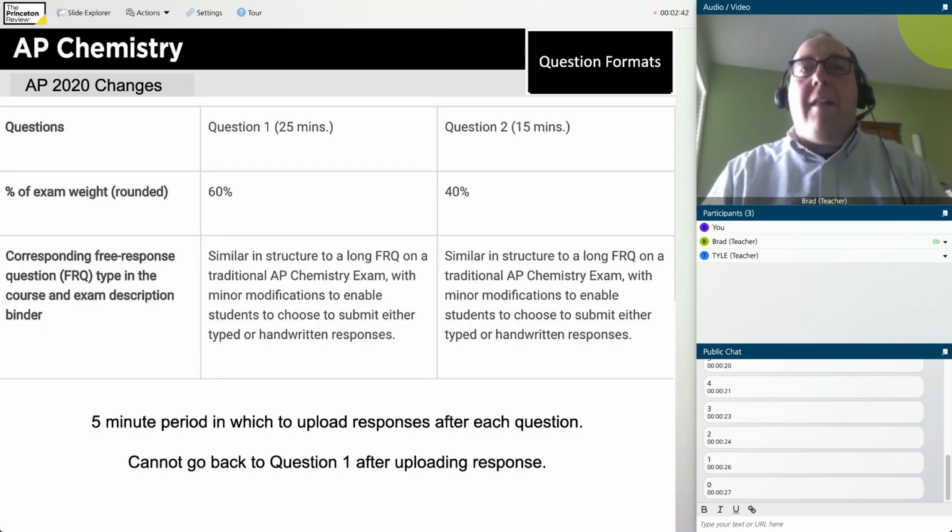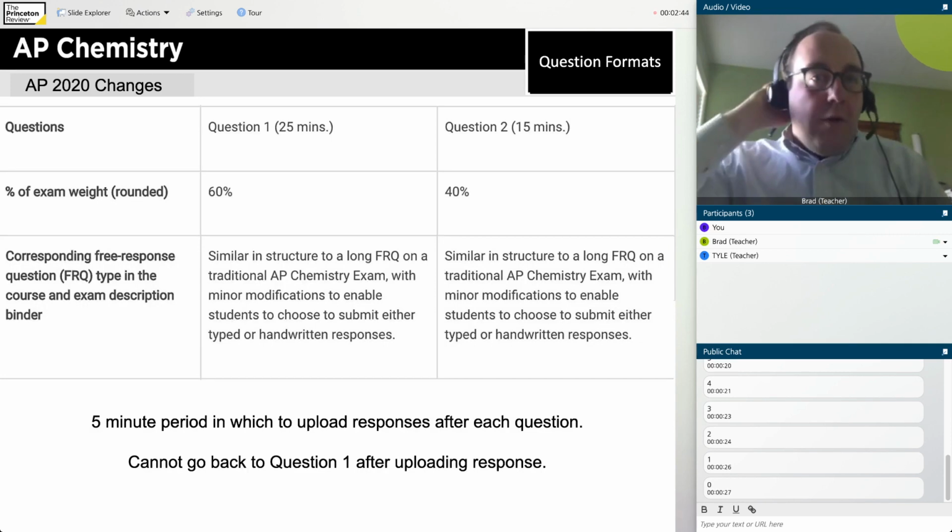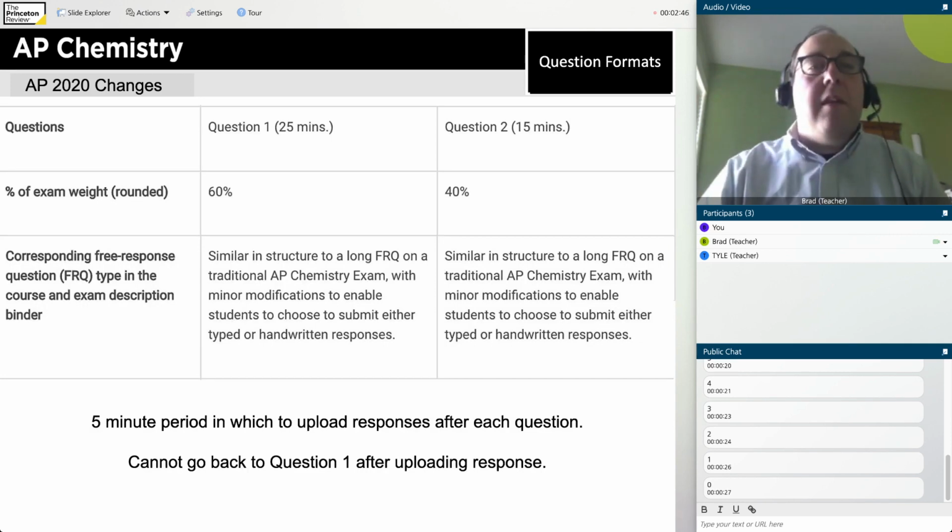The format of the exam has changed dramatically. There are no multiple choice questions anymore. The AP exam this year is going to be 2 free response questions that are weighted about 60-40. The first question is going to be 25 minutes. The second question is about 15 minutes. So you can expect the first question to be fairly significantly longer and maybe a little bit more difficult as a result than the second.